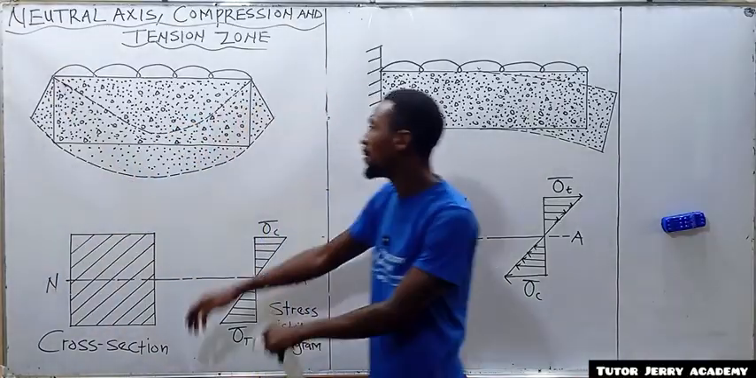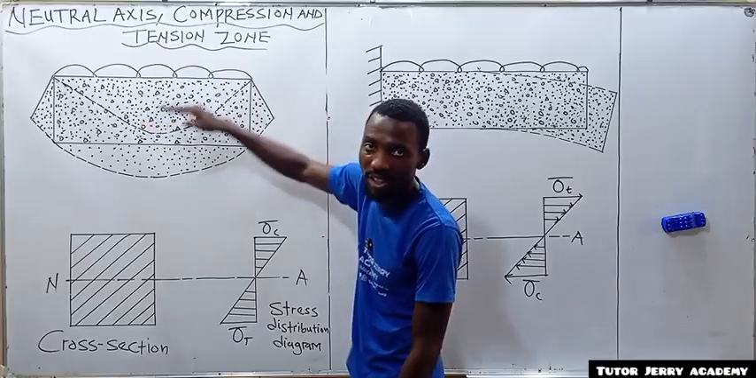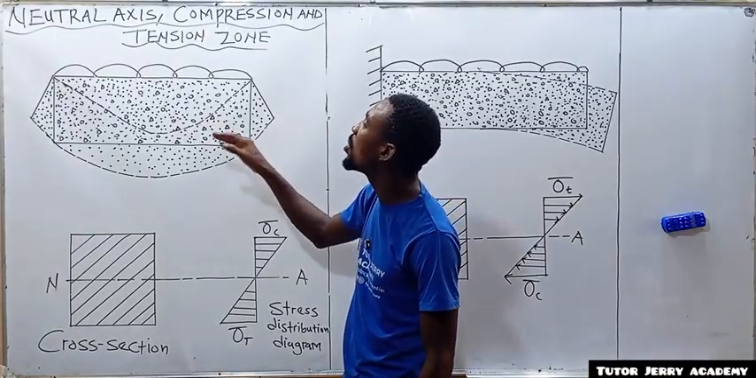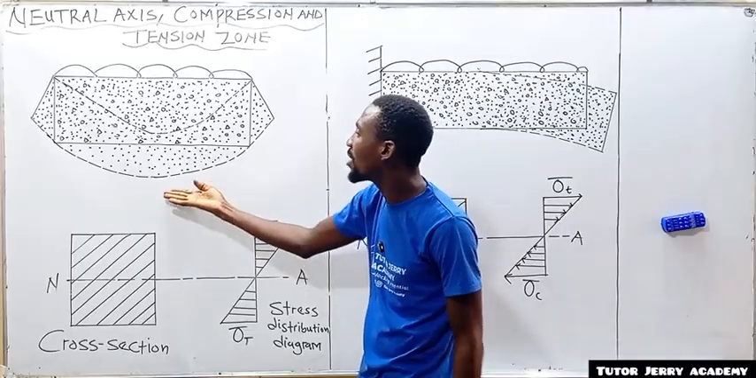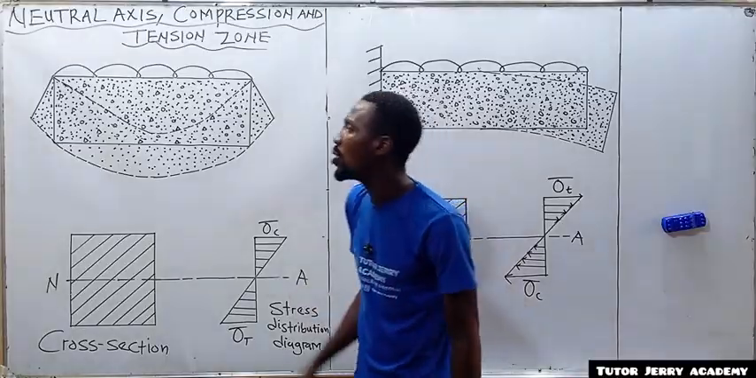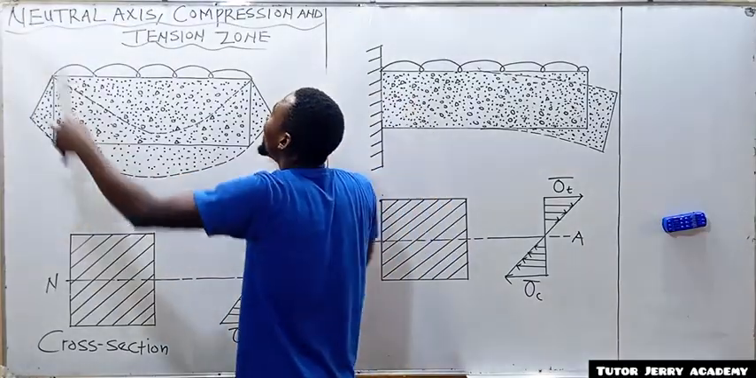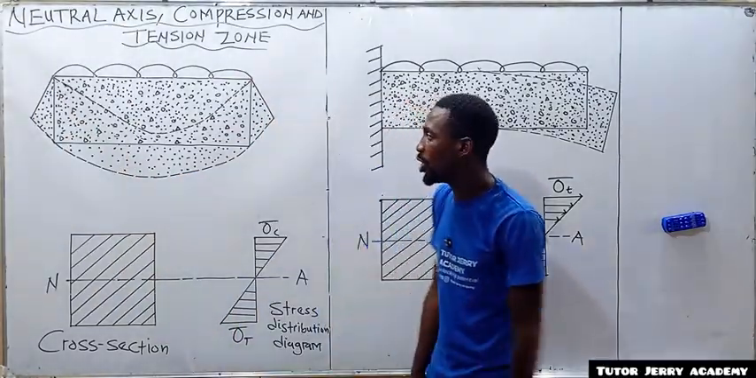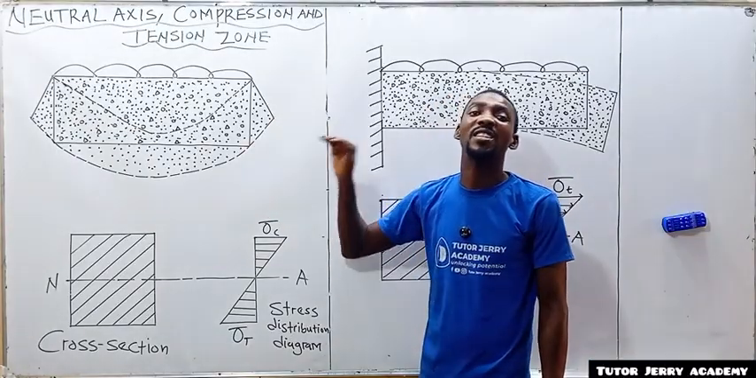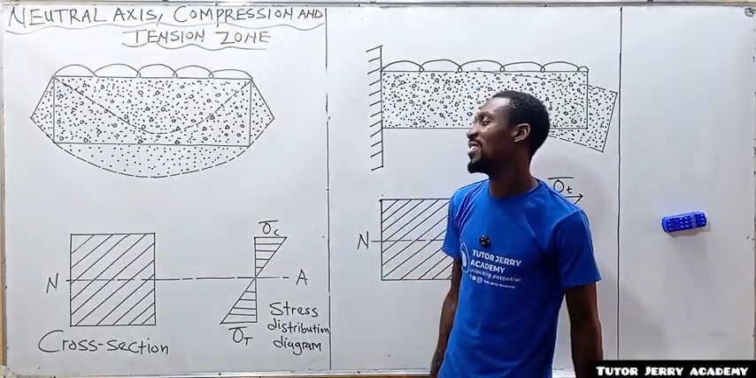Now when this beam is loaded, it is going to undergo some deformation, whereby the top layer or the top region of this beam is going to undergo a certain deformation, and the bottom part too will also undergo some certain deformation. If you look at this carefully, you are going to notice that the bottom part undergoes somewhat more elongation than the top part. So it shows that the top part of this beam is subjected to compressive stresses, while the bottom part is subjected to tensile stresses. Is that clear?